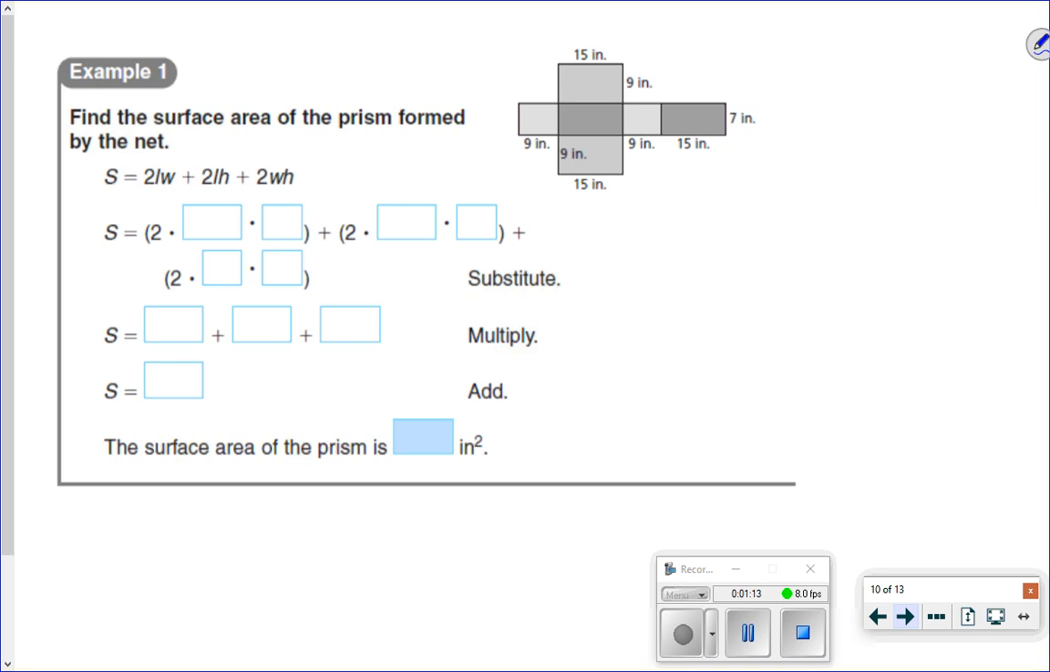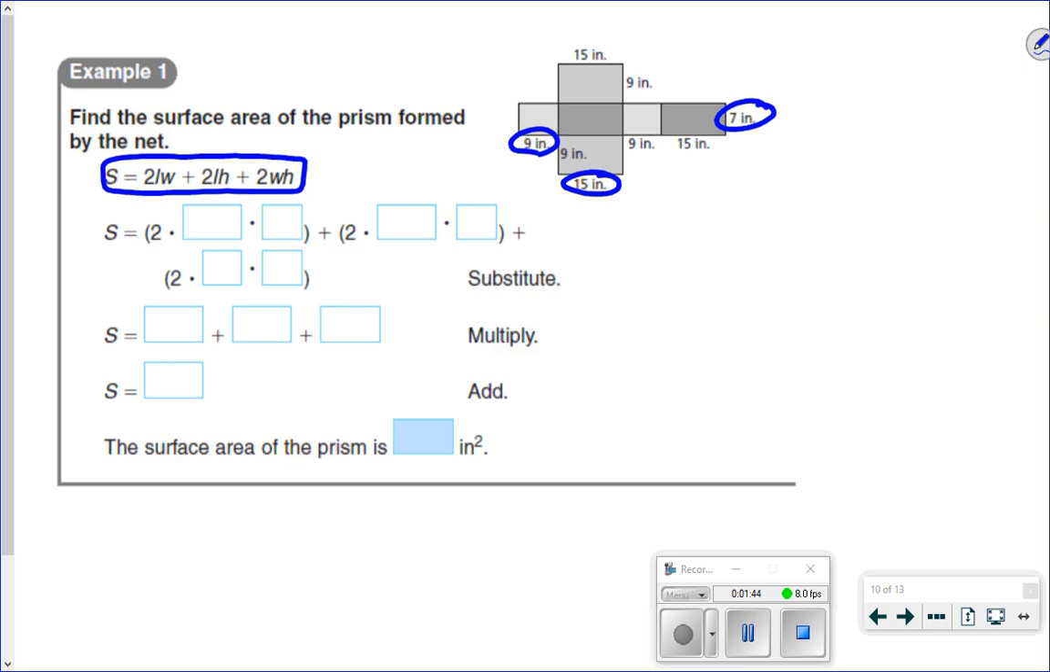Okay, so when we have a rectangular prism like this net here, we have this formula which we can use: 2 times length times width, 2 times length times height, 2 times width times height. That basically just means find each size of rectangle, multiply it by 2, and then add it together. So for this one, I need to find the 3 different numbers that represent the sizes of my rectangles. So I have 9 inches, I have 15 inches, and I have 7 inches. Those are the 3 different numbers for my length, width, and height.